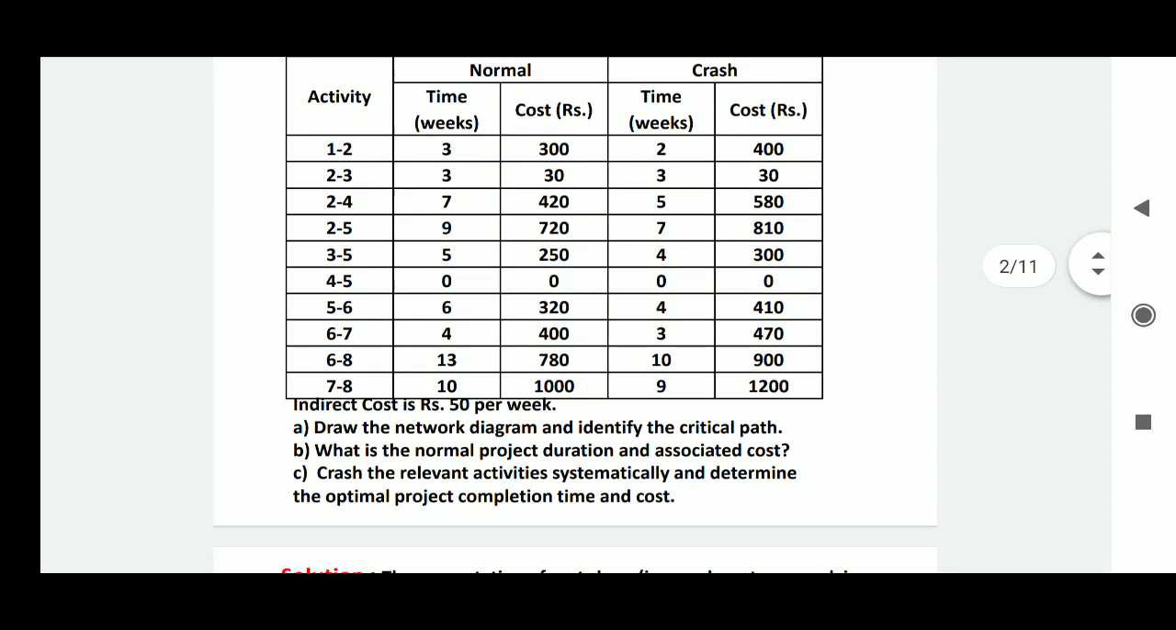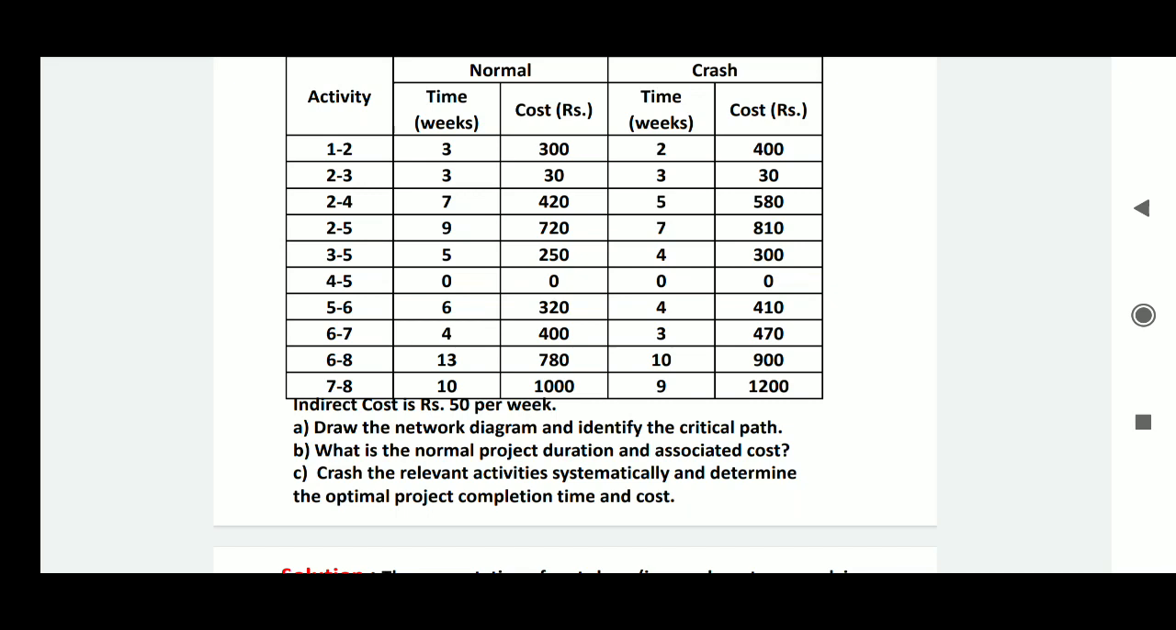Here the indirect cost is given as rupees 50 per week. Indirect cost is a variable cost, totally dependent upon the duration of the project. Indirect cost includes the electricity, some bills, the official cost that is directly related with the duration of the project.